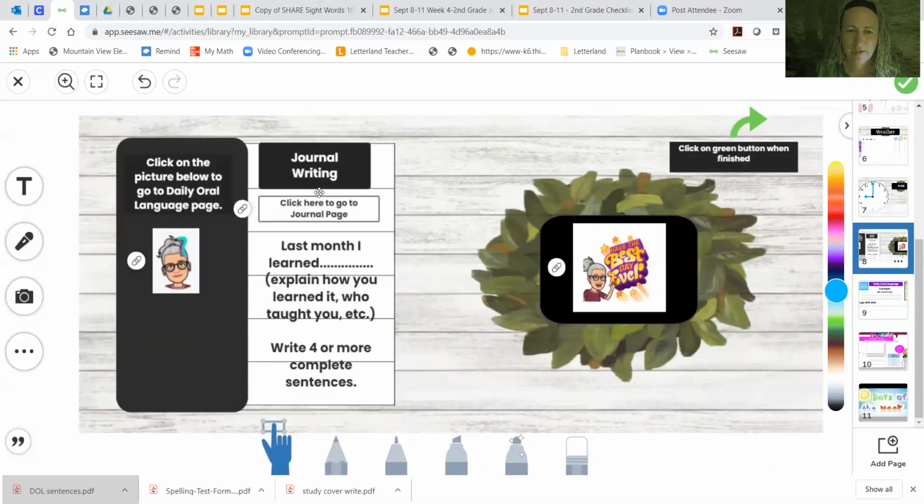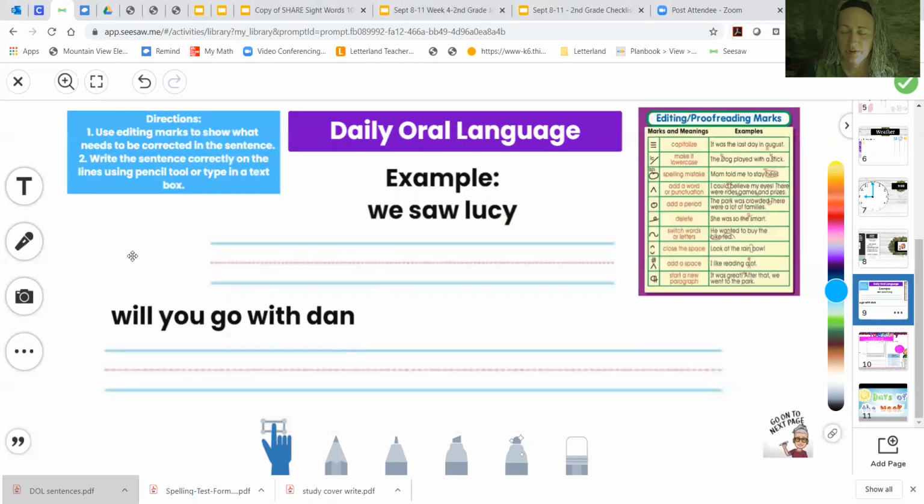And then you have journal writing. You would click here to go to journal page. And you could go to that the same way by clicking there. Or when I went to the daily oral language, it takes you right next to it. So you can get to it 2 ways. One, you can get to it here, or you could go to the daily oral language page, and then it'll be the next thing down here at the bottom where it says go to next page. That'd probably be the best way to do it. Then you have this where you can go to the checklist for this week and print it off. So I'm going to go back to this, which I should have done in the first place.